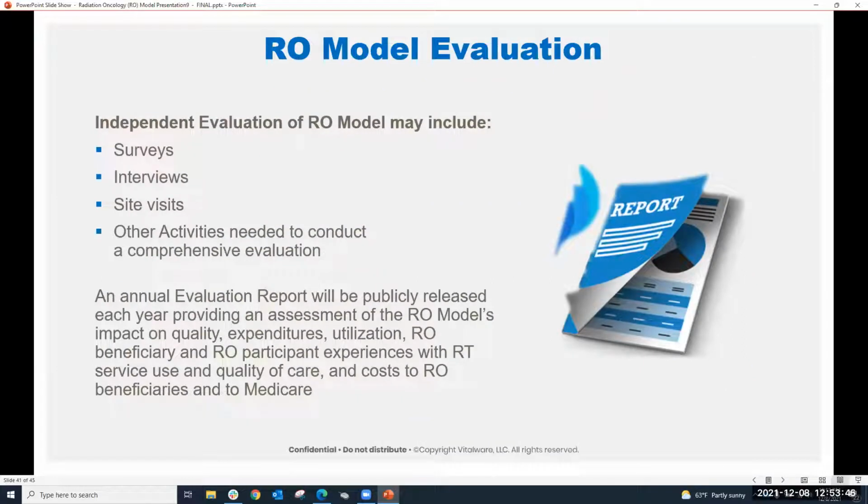So throughout this whole process, CMS will be evaluating this model. The way they're going to evaluate it is through surveys, interviews, site visits, and any other activity needed to do a comprehensive evaluation. And they will release an annual evaluation report with their findings. So be on the lookout for that.